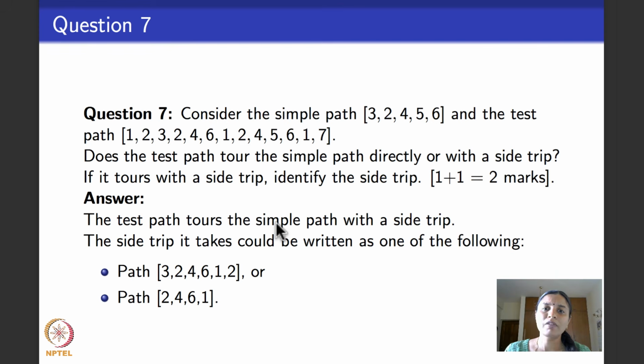So the test path, in fact, tours the simple path with a side trip. So what is the side trip? Side trip is this bit that's left in between. So 4, 6, 1, 2. So you could write it like this, 2, 4, 6, 1. Or you could include 3 and this 2 and make it 3, 4, 6, 1, 2. So this test path tours this given simple path with the side trip, and the side trip looks like this. If you had written either of these, it would be acceptable as a correct answer.